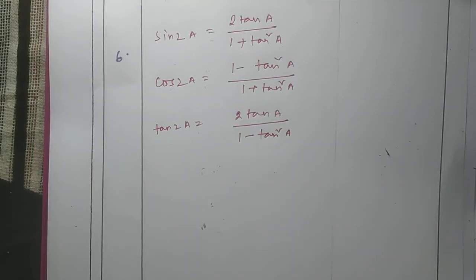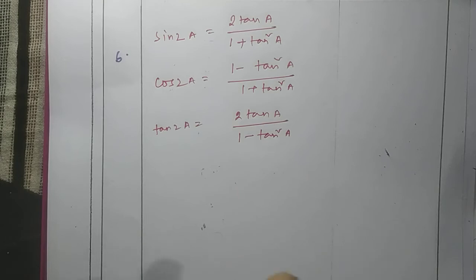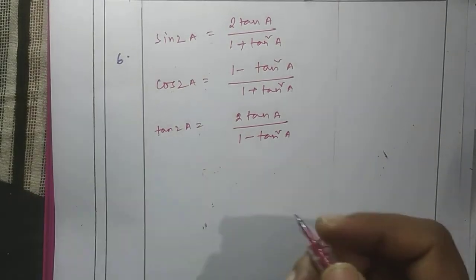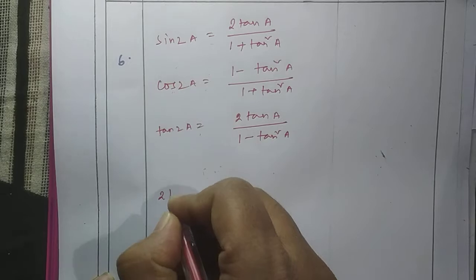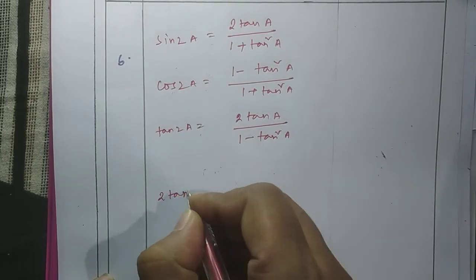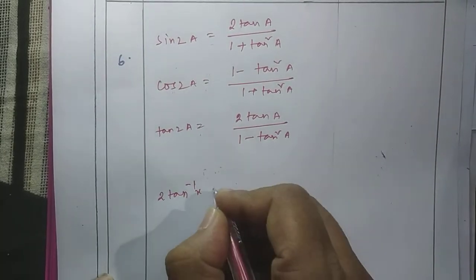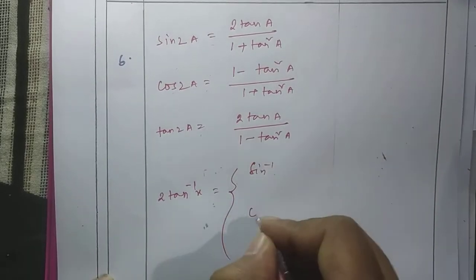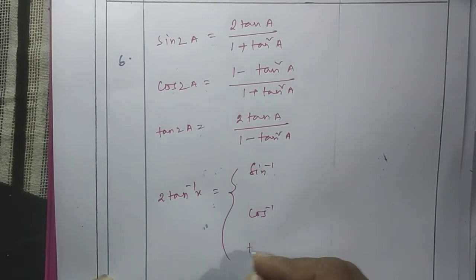Correct? In this way, we had three formulae, sin 2a, cos 2a and tan 2a only in terms of tan. Similarly, here we shall have the formula of 2 tan inverse x in terms of sin inverse, cos inverse and tan inverse, and let us see what are they.